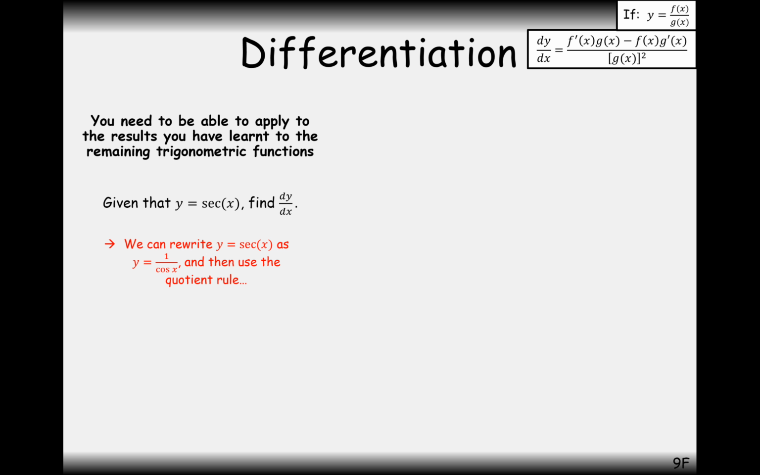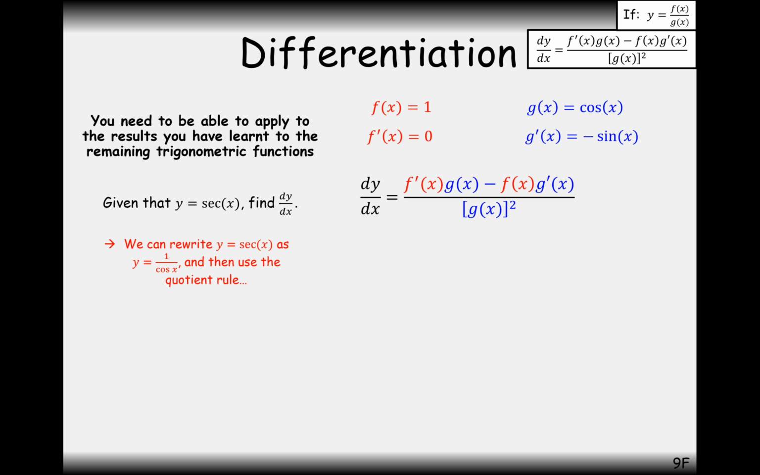Moving on to the next one, y equals sec. Well, I'm going to rewrite that as 1 over cos and apply the quotient rule. So 1 differentiated gives me 0. 1 was the numerator of the fraction. G, the bottom function, is cos. Differentiate that, you get minus sine.